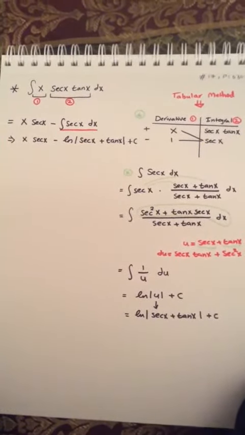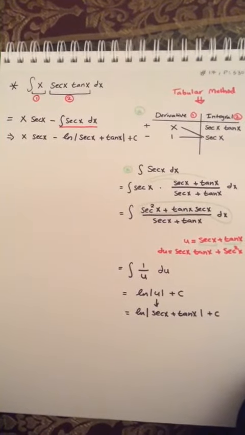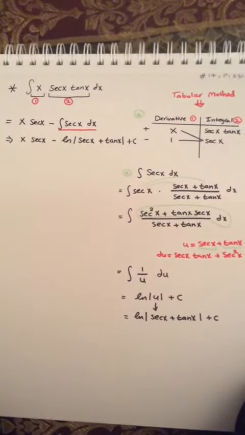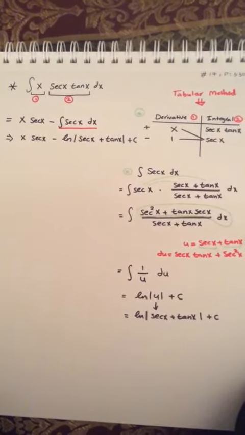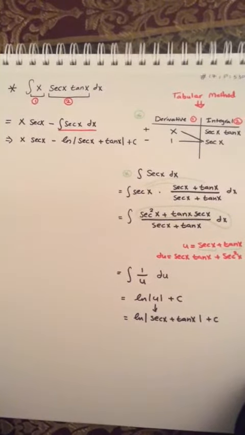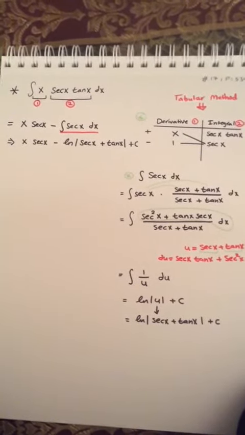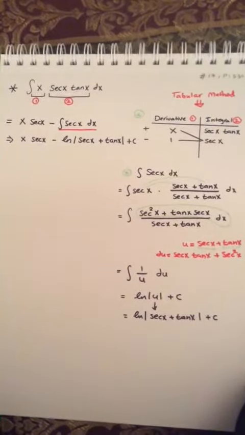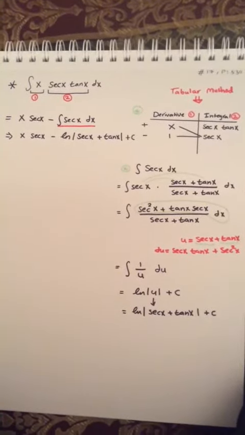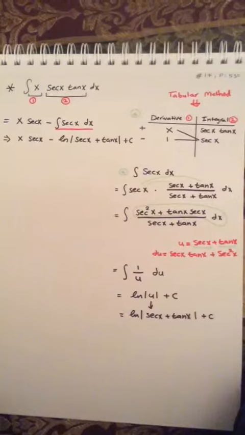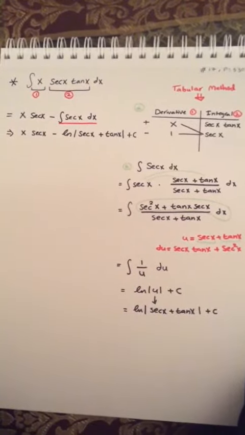Now we'll multiply across the table, so we will have x secant of x minus. We usually take the integral of the last row, so we will have the integral of secant of x dx. Now secant of x dx is kind of a little bit different from what we are dealing with in here.